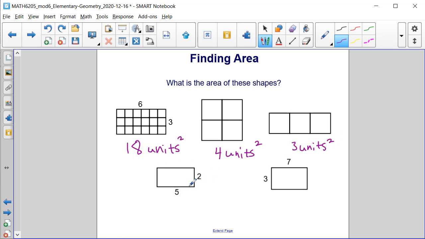And then if we had a rectangle that measured 5 feet long and 2 feet wide, we would do 5 times 2 and get 10 square units as its area. And similarly, if we have a rectangle that has a length of 7 and a width of 3, we would do 7 times 3 and get 21 square units.